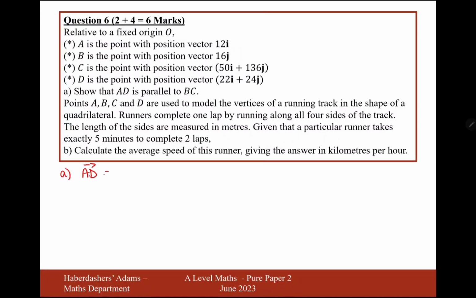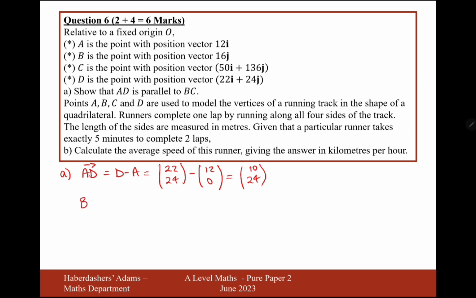So A to D is calculated by doing coordinate D minus coordinate A. I'm going to do this as a vector. So D is (22, 24) minus A, which is (12, 0). And when I subtract those two, I'm going to get (10, 24).